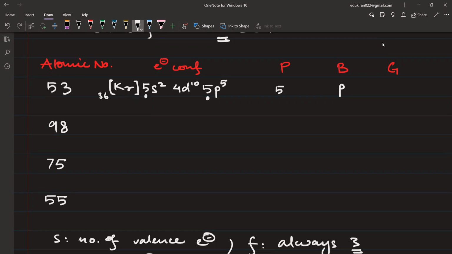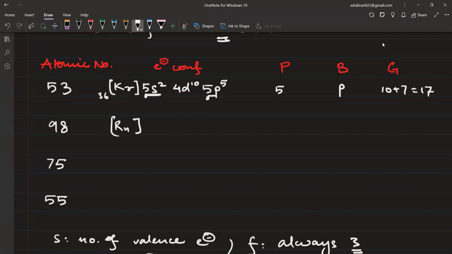10 plus the valence electrons. So valence electron is 5. Fine. This 5s has 2. This 5p has 5. So it will be 10 plus 7, which is equal to 17 because it is in the p block. Then we have 98. The nearest noble gas will be radon.